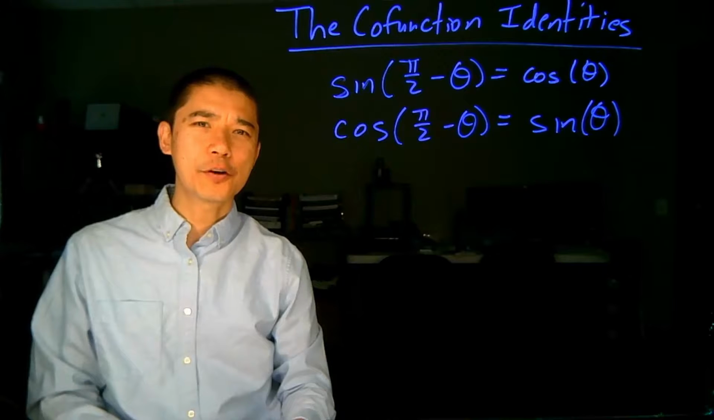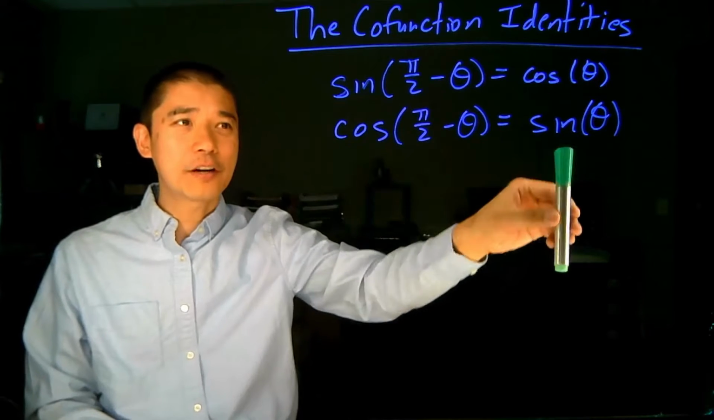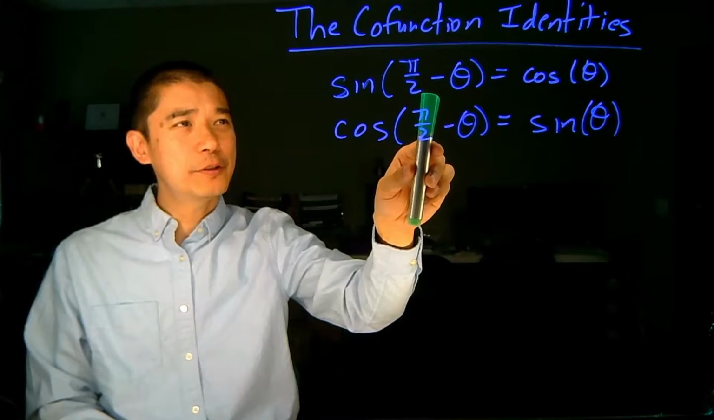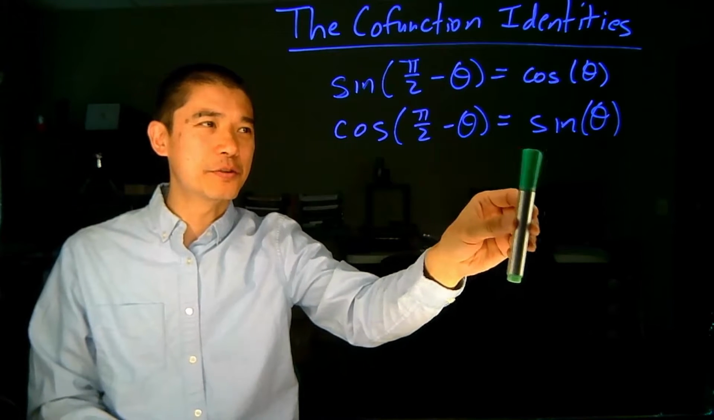We're going to take a look at the cofunction identities for the sine and cosine functions. That's what these are right here. Sine of pi over 2 minus theta is equal to cosine of theta, and cosine of pi over 2 minus theta is equal to sine of theta.